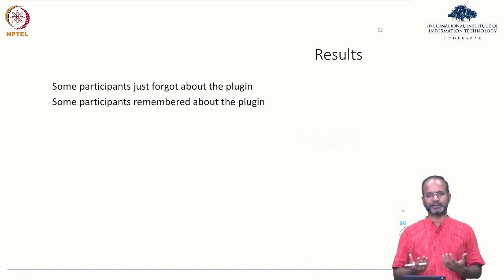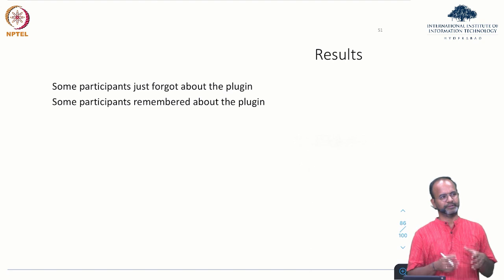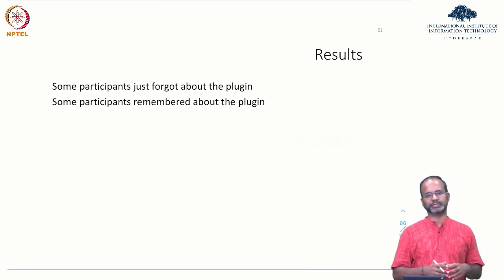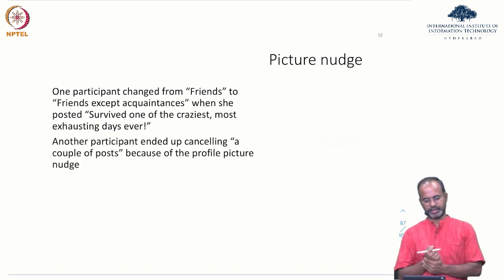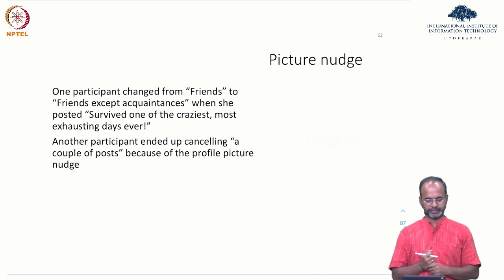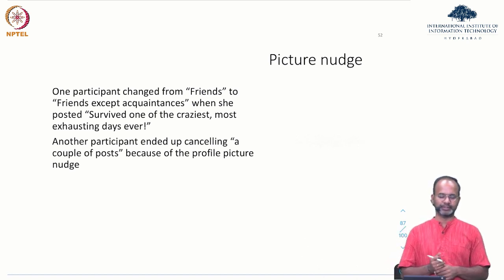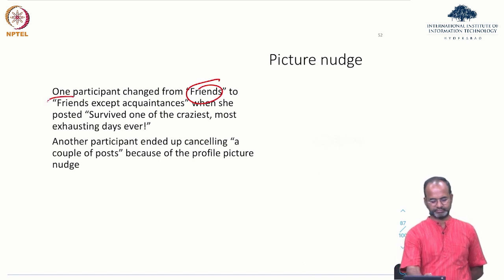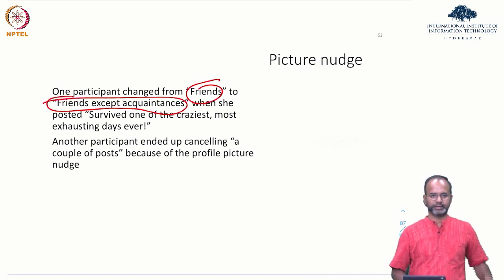This phenomenon is very well known: even if there is an administrator who is supposedly conducting the study, the user behavior is very different when you remove the administrator from the study physically. So here are some outcomes from each of the nudges. One participant changed from friends to friends except acquaintances when she posted, survived one of the craziest, most exhausting days ever. It just shows that the user is actually controlling and sending that information to a smaller set of people.